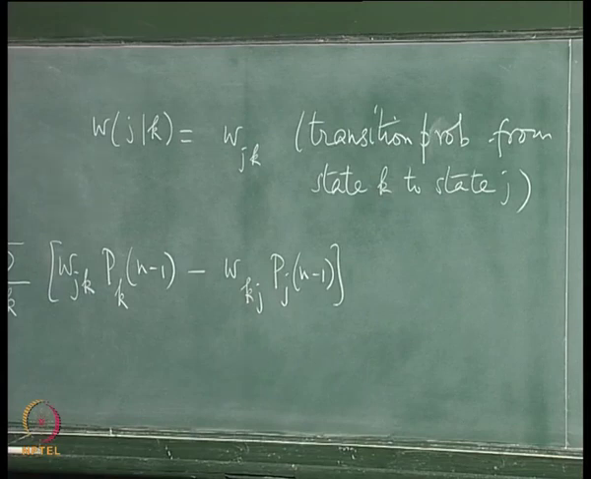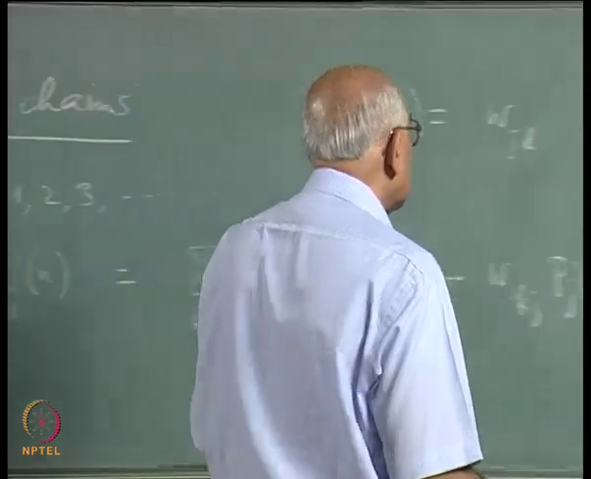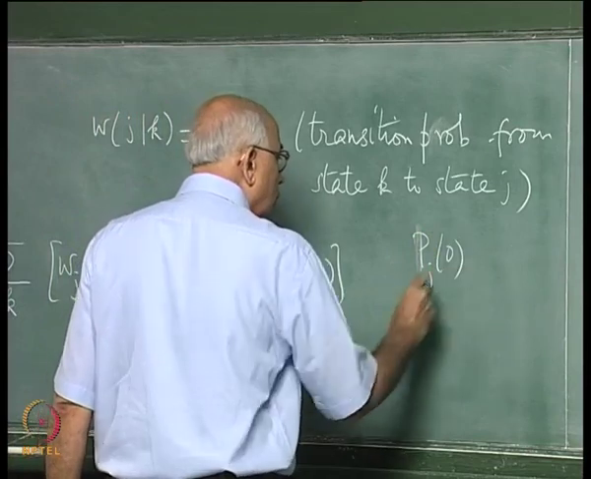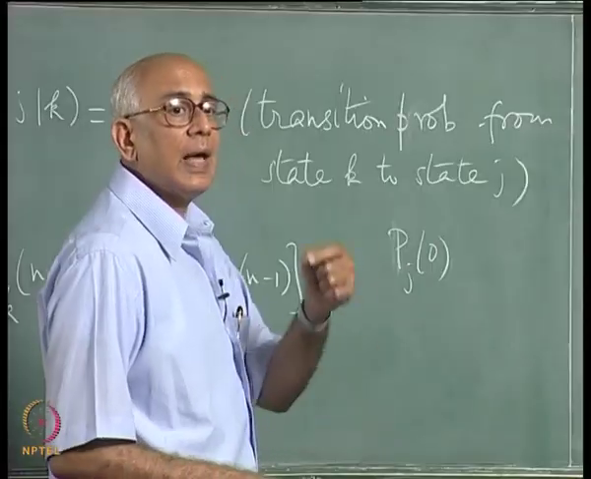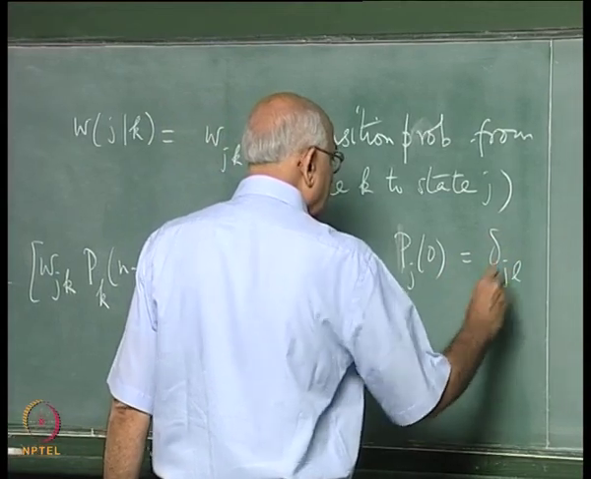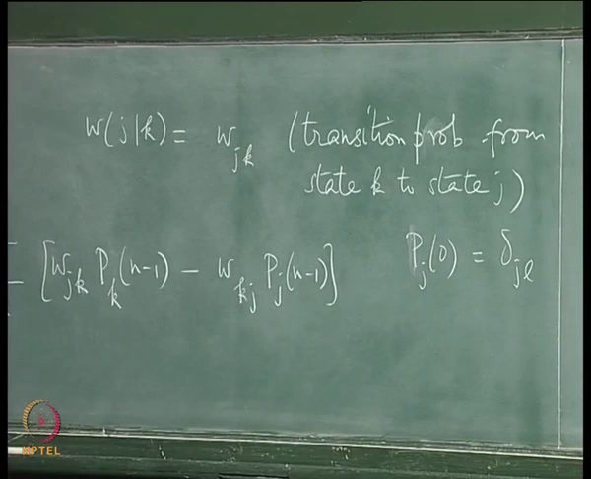And of course you have to specify some initial condition. You have to say in what state the system is in. It could be in a distribution of states or it could be in a specific state. If it's in a given state, let's call that state L for instance at time 0, then pj at time 0 becomes equal to delta j L. So it is 1 if j is L and 0 otherwise. So the task is to solve this equation with those initial conditions.